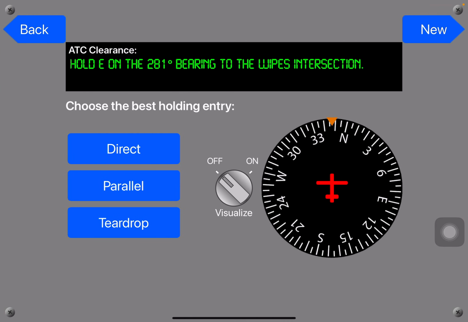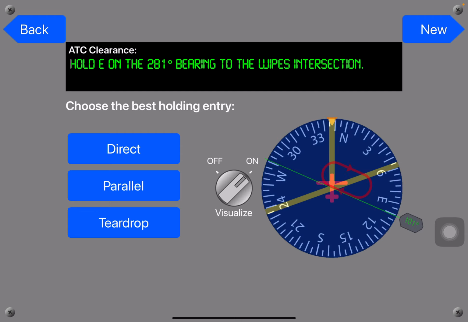here you see bearing 2, the wipes intersection. That means your inbound course is 281, and your outbound heading, or the radial, is going to be the reciprocal, 101. And that is what you get to visualize here.